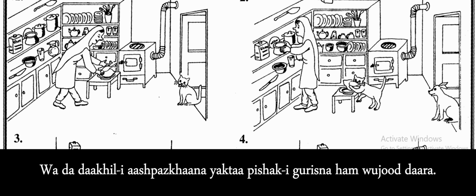در داخل آشپزخانه یک تا پشک گرسنه هم وجود داره. Let me read it one more time. در داخل آشپزخانه یک تا پشک گرسنه هم وجود داره. Okay, در داخل آشپزخانه it means inside the kitchen. یک تا پشک گرسنه هم وجود داره. پشک گرسنه it means a hungry cat. وجود داره it means exist. Literally it means exist, but here it is the equivalent of there is. There's a cat or greedy cat or a hungry cat in the kitchen.